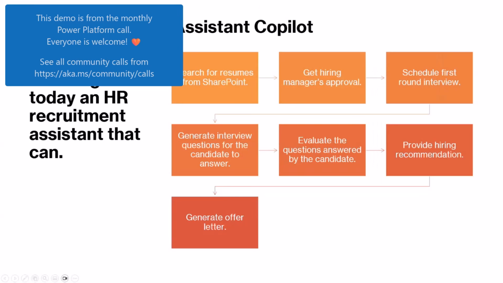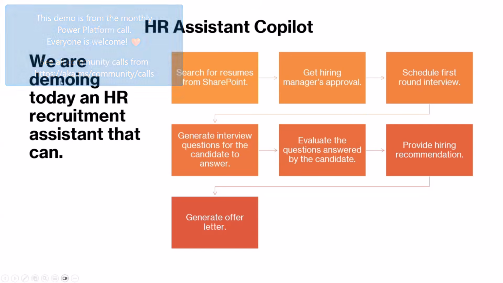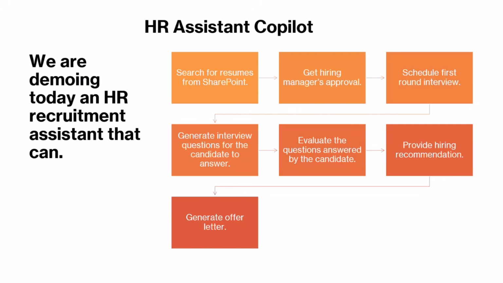So what we are going to demo today is an HR assistant copilot. What this copilot can do is search resumes in SharePoint. It can get hiring manager's approval. Then it can schedule the first round interview. It can generate interview questions for the candidate to answer, and it can then evaluate the questions answered by the candidate. It can then provide a hiring recommendation, and finally, it can generate the offer letter.